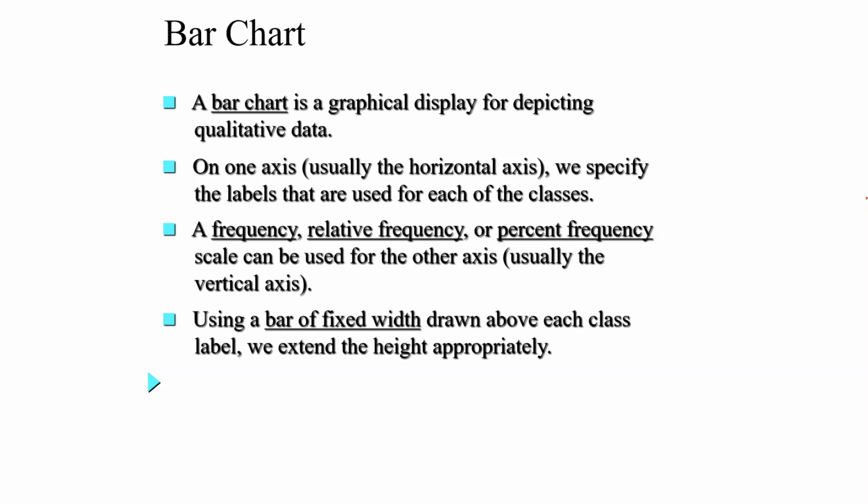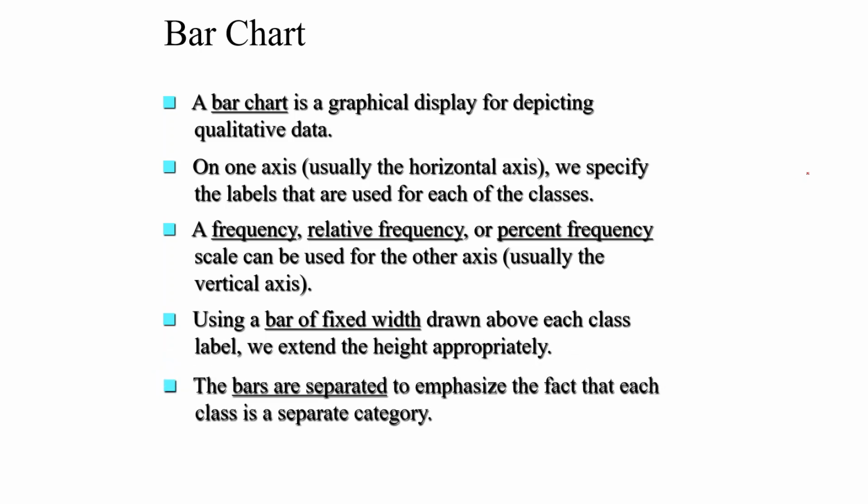Then you use bars of fixed width. For each bar, the width should be the same, drawn above each class label, and we extend the height appropriately. The taller the bar is, the higher the frequency is, so the height of the bar indicates the value of the frequency. The bars are separated to emphasize the fact that each class is a separate category.